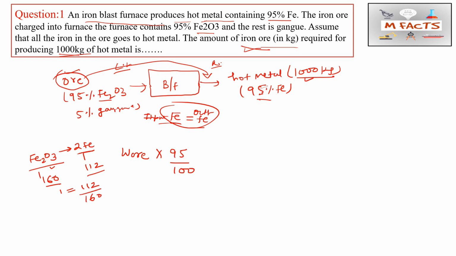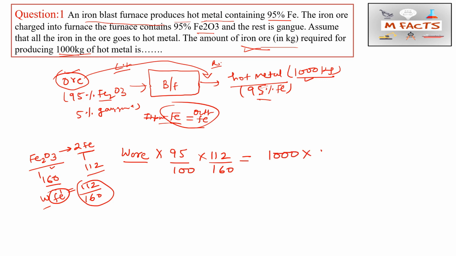Okay, so now this weight of ore we don't know, we need to find. In this weight of ore, 95% is Fe2O3, not Fe, and we are balancing Fe. That's why we are doing this. So we are finding the Fe weight here, and this is equal to 112 by 160. So this Fe is balanced on the input side. What is in output? This hot metal weight we know, this is 1000 kg.